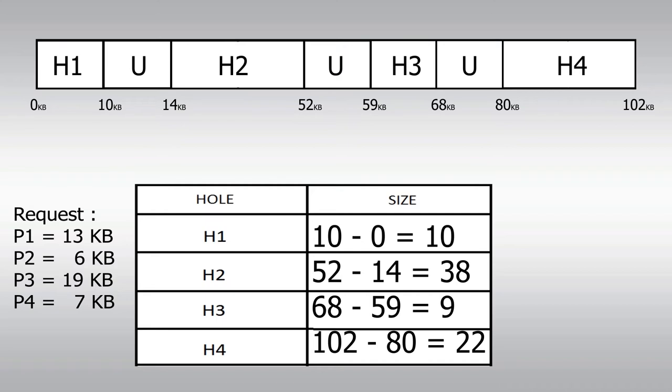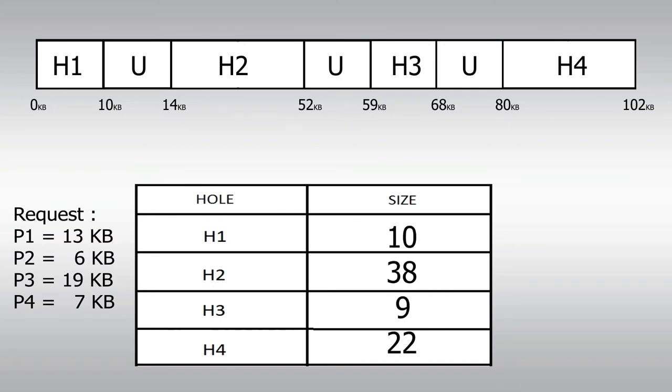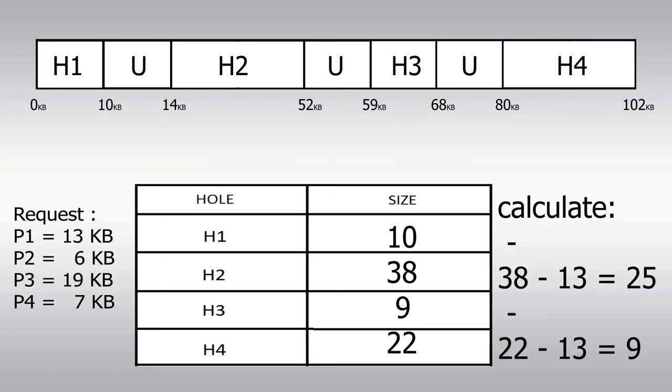To calculate the size of each hole, we need to subtract base from limit. The calculations are as follows. Let's begin by looking at the first process. Now P1's size is 13 kb. We compare the size with the hole sizes we calculated just now. H1 only has 10 kb, so it's not fit for P1.